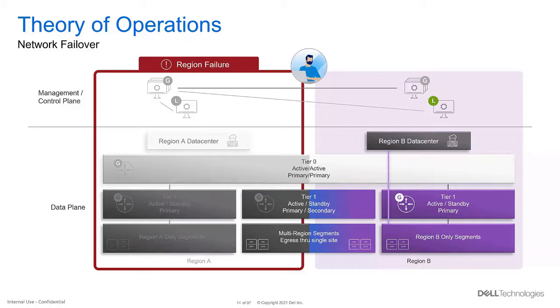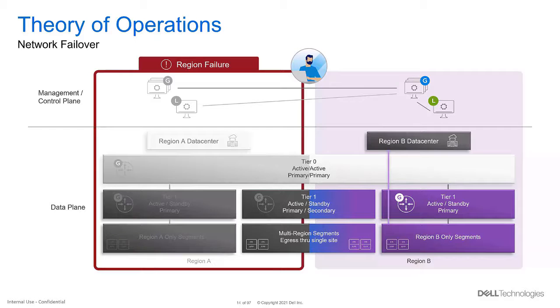What happens is the administrator is going to promote the standby global manager to be primary. And now we can manage all of our local managers through our new primary global manager in Region B. So this is where the administrator is going to go and administer the network.